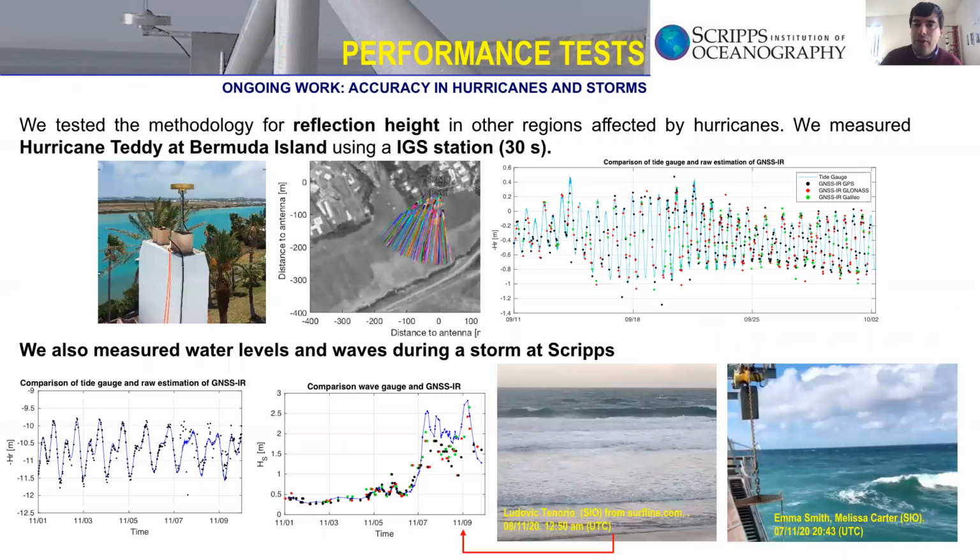Okay, moving forward, what we are doing now is testing this technique for extreme events. A couple of weeks ago, for example, we collected data from an existing geodetic station, in this case Bermuda Island, where we have a geodetic antenna. And we used that technique to measure the storm surge of a hurricane, in this case Hurricane Teddy.